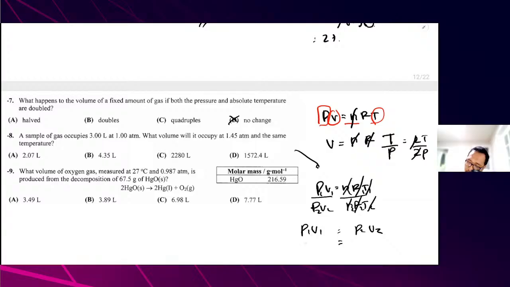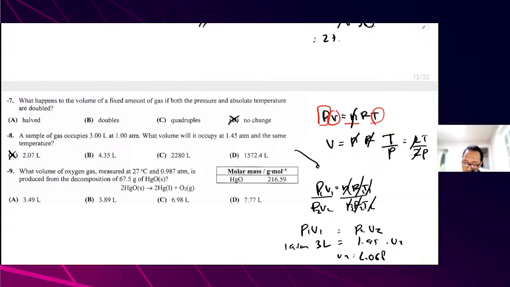So if we have 3 liters at 1 atm, and then we change to 1.45 atm and V2, what's the volume V2? Let me calculate. 3 divided by 1.45 is 2.068. So it will be A for the answer.